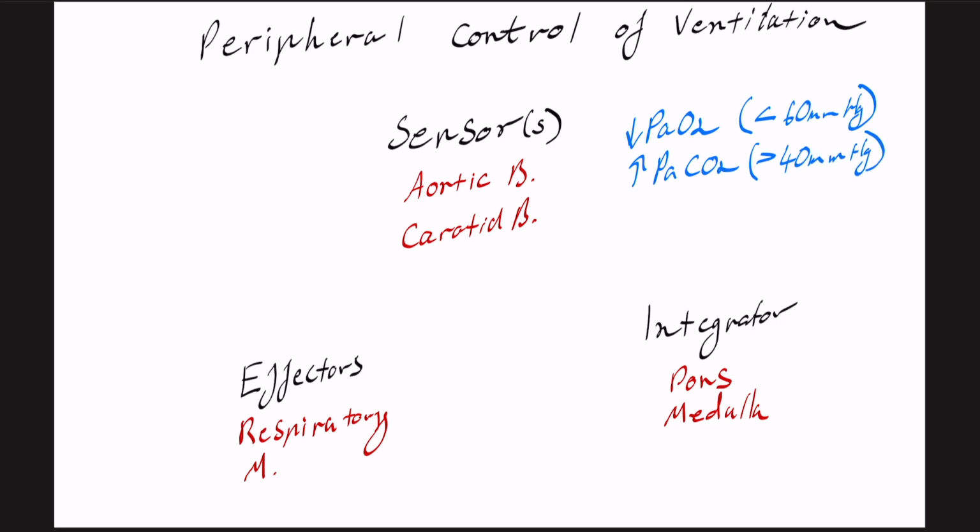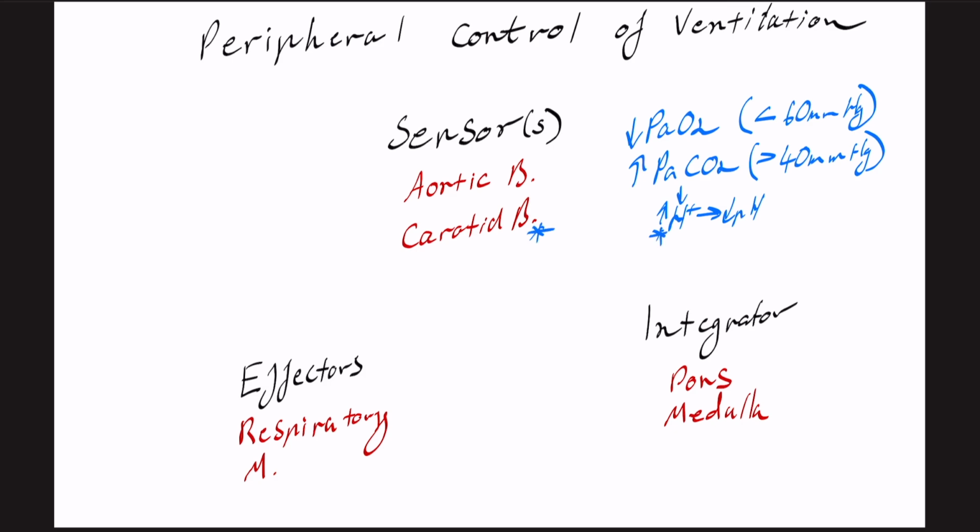And then the higher PaCO2 will lead to increased hydrogen ions. It's the same equation as what we described in the first video in the CSF, but it happens in the blood, and this leads to decreased pH. But as we mentioned, this is a function of the carotid bodies, not the aortic bodies.